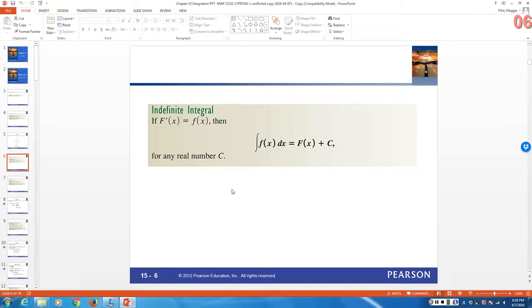So that's what leads us to this definition of an indefinite integral. The integral of capital F prime of x is equal to the slope formula for capital F of x. That's what little f of x is. Then the integral of the slope formula is capital F of x, the parent of the slope formula, plus some constant, for any real number. We don't know what the constant is. We don't have any way of finding out what the constant is, and we generally don't need to. We don't have any real need to find out what the constant is.